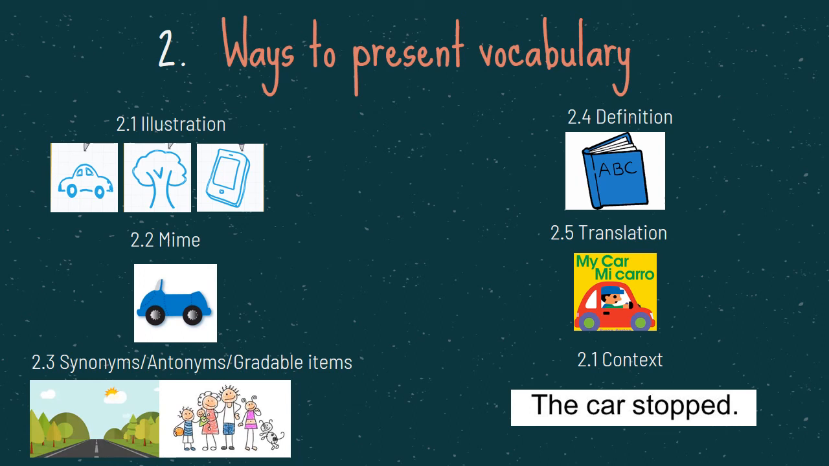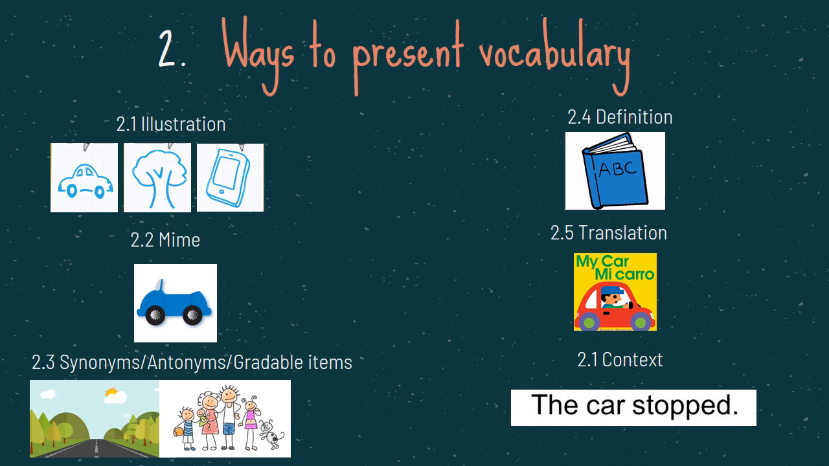The second one is mime. So this lends itself particularly well to action verbs, and it can be fun and memorable. So for example, here we have a car, and in this case we can say that you need to park it in a parking lot, you need a key to turn it on, and you have to change the four wheels.